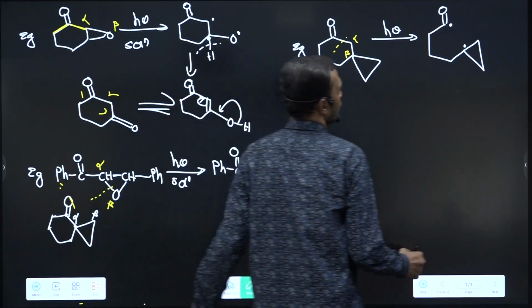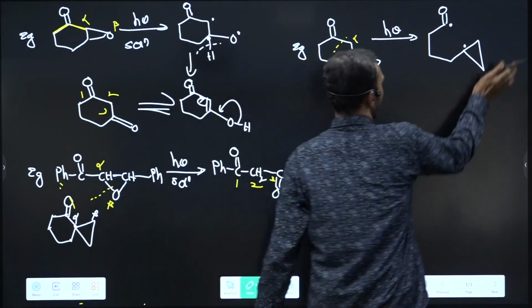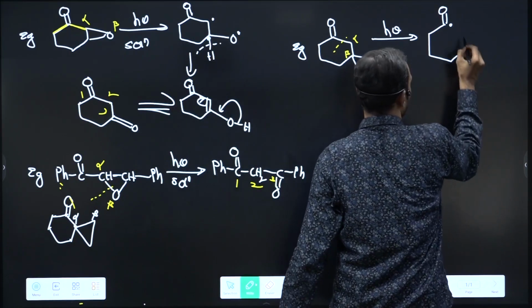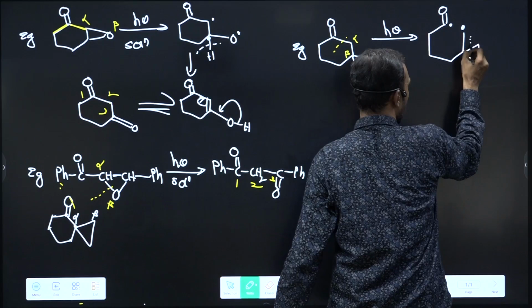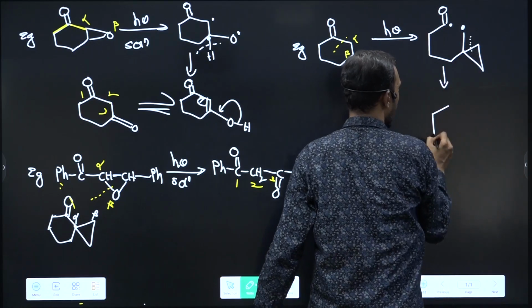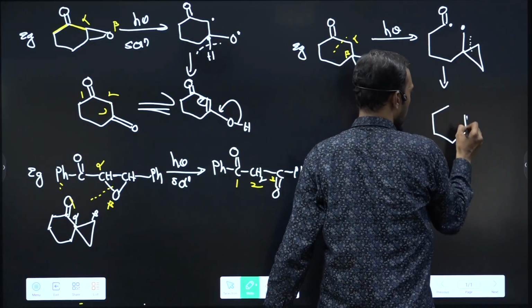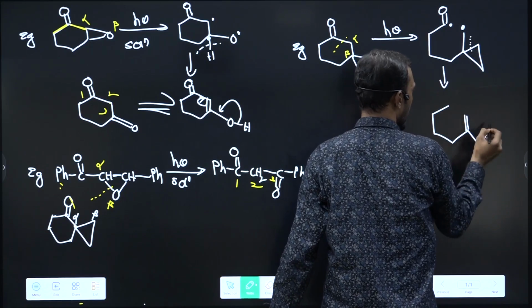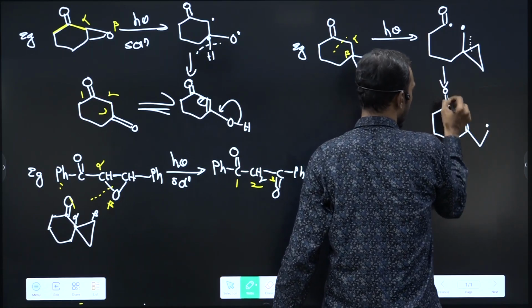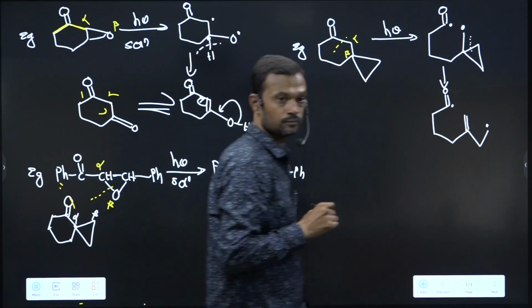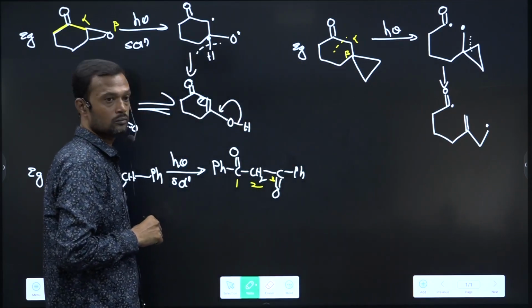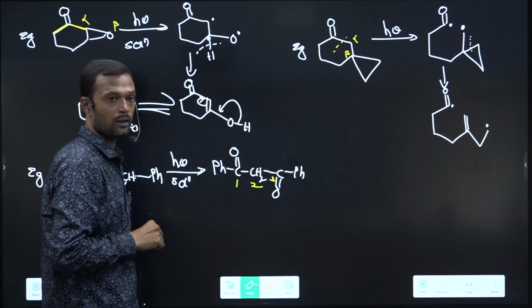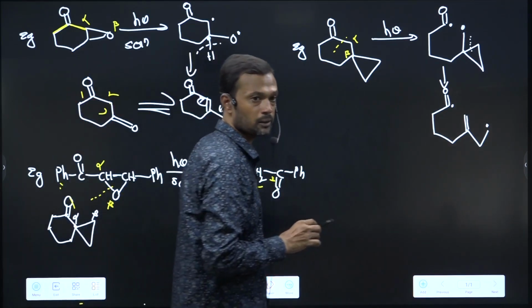Okay, so here I got a radical, and this is the one. So break this bond. After breaking, you will get a double bond, and here you will get one more radical and this radical. Can I? Break the 3-membered ring every time. If any choice is there, break the 3-membered ring.